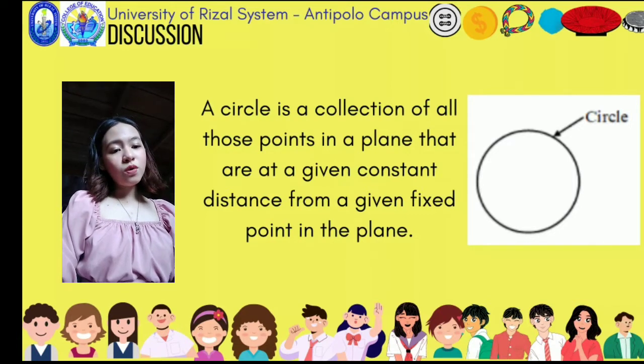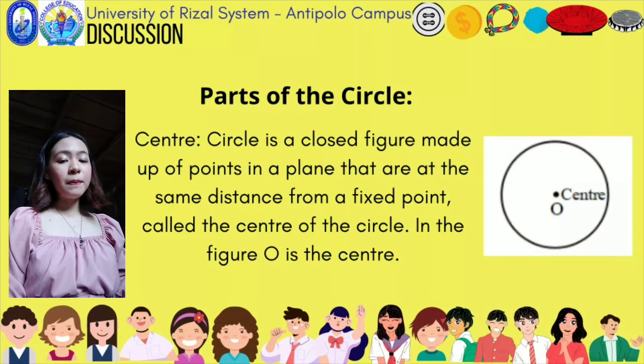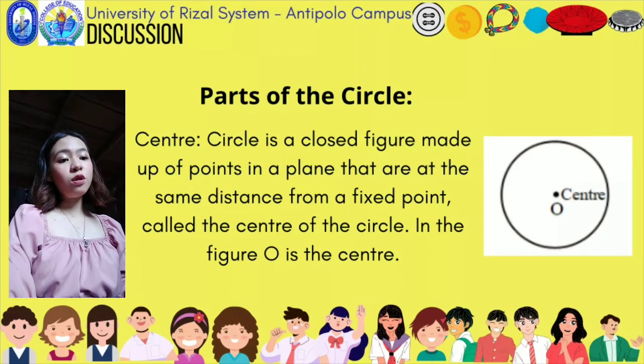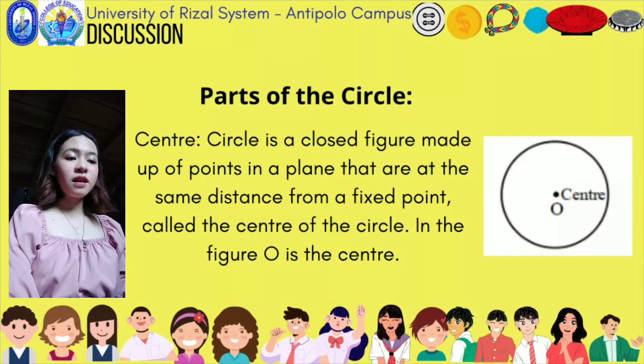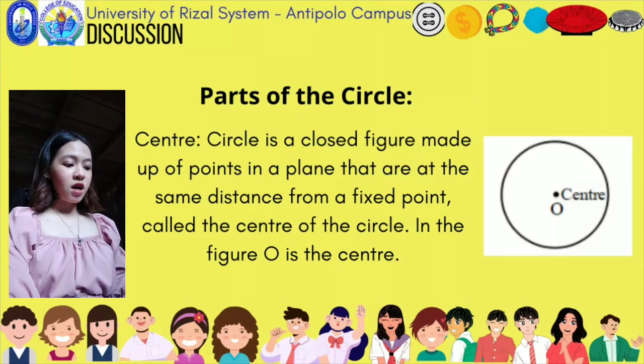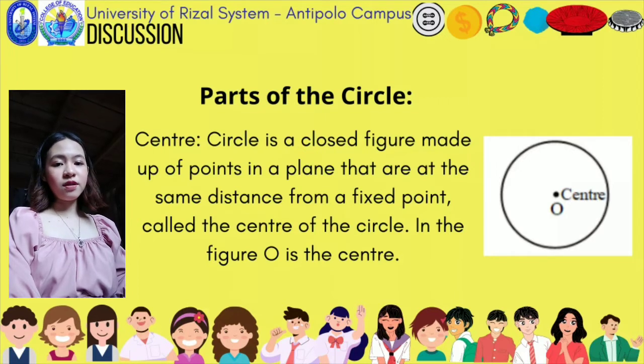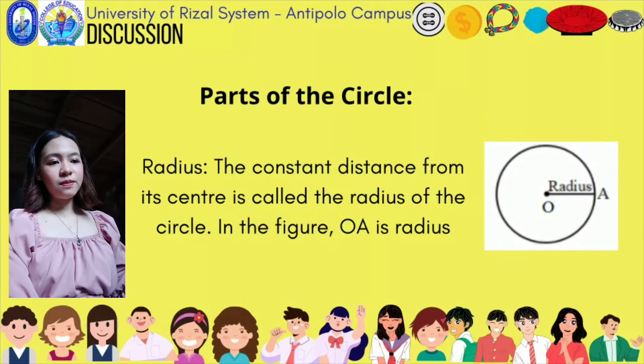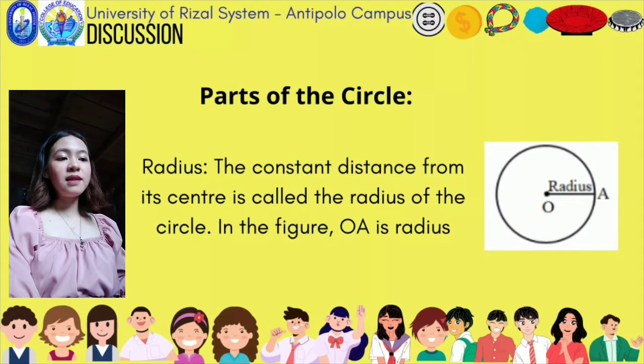So, let us go to the parts of the circle, which is the center. Okay, kung mapapansin nyo sa picture natin, merong dot sa loob, which is letter O. Again, the circle is a closed figure made up of all points in a plane that are the same distance from a fixed point, called the center of the circle. So, yung tuldok sa loob ng circle, yun yung tinatawag nating center. Next is the radius. The constant distance from its center is called the radius of the circle.